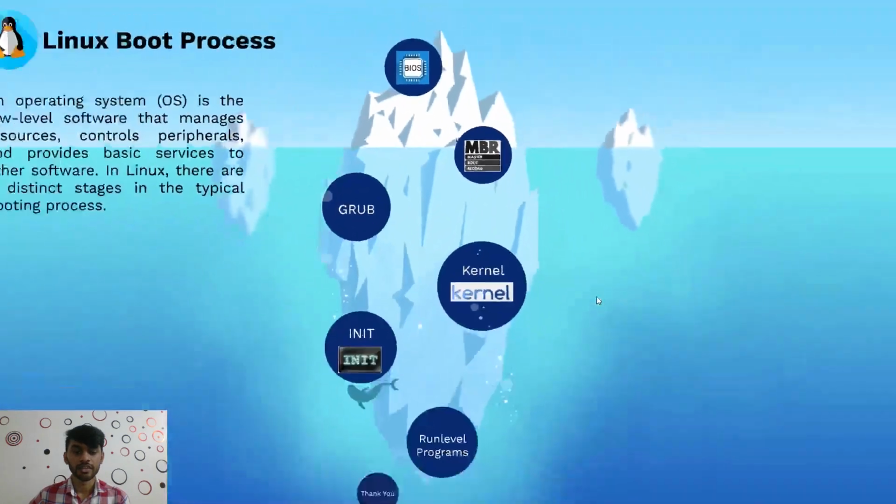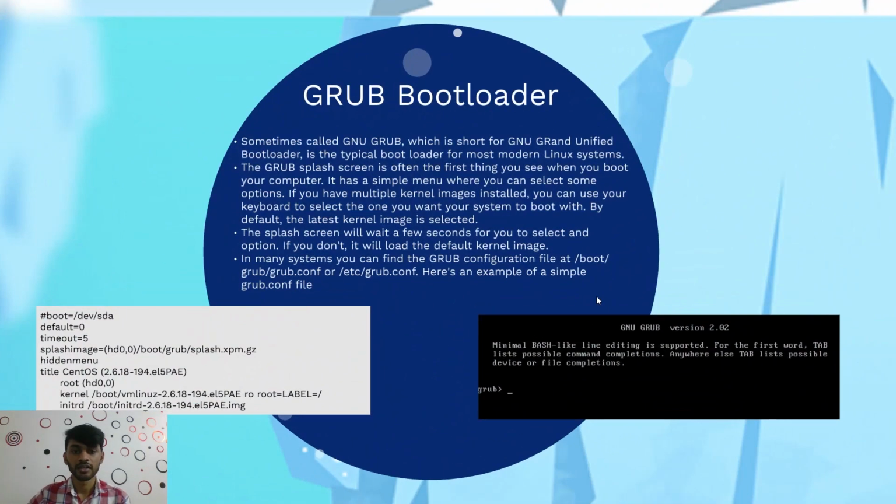Next, let us talk about GRUB. The GRUB bootloader, sometimes called GNU GRUB, which is short for GNU Grand Unified Bootloader, is the typical bootloader for most modern Linux systems. The GRUB splash screen is often the first thing you see when you boot your computer. It has a simple menu where you can select some options. If you have multiple kernel images installed, you can use your keyboard to select the one you want.